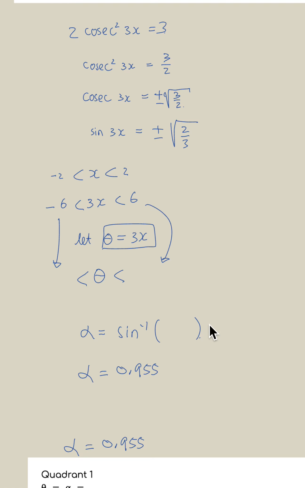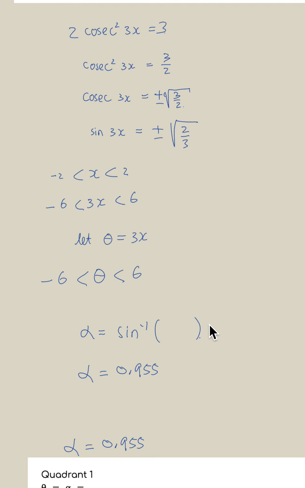Let theta equal 3x. This is to make it easier for me to explain to my students. The angle we standardize as theta. It doesn't have to be theta. You can use any other variable. You can even do directly as 3x. Doesn't matter. But let's say we use this substitution. Theta is equal to 3x, which means the range of values of theta is also from -6 to 6.